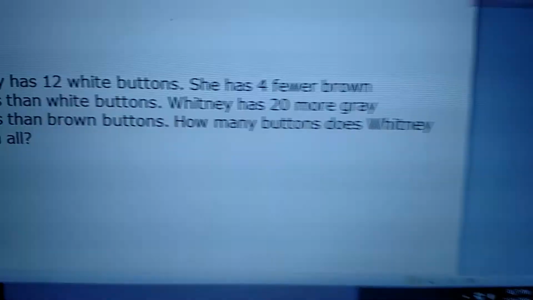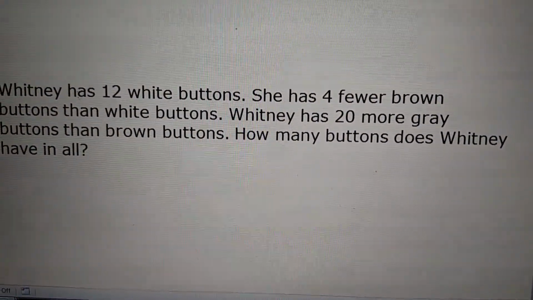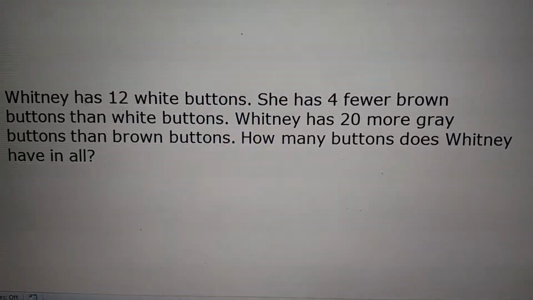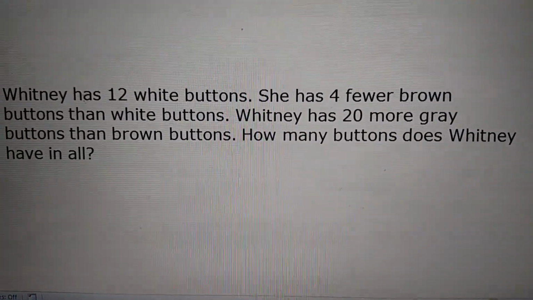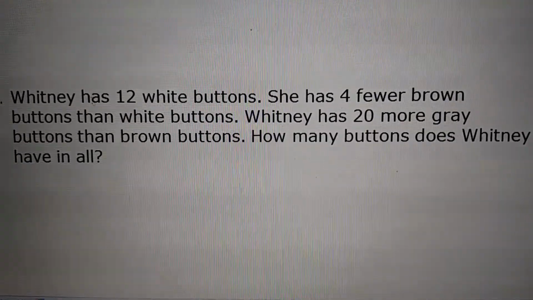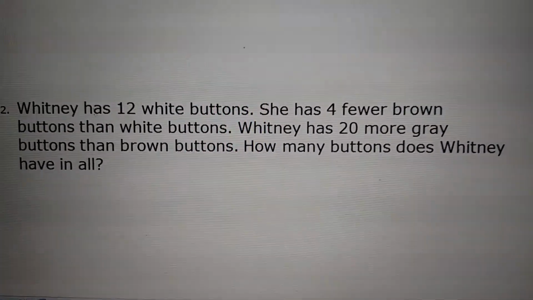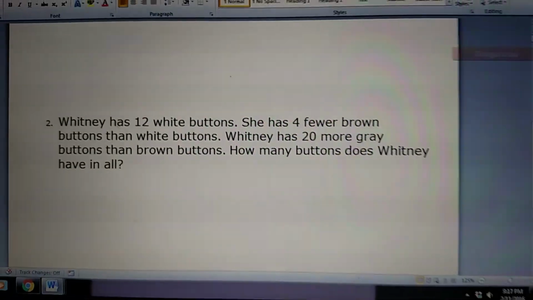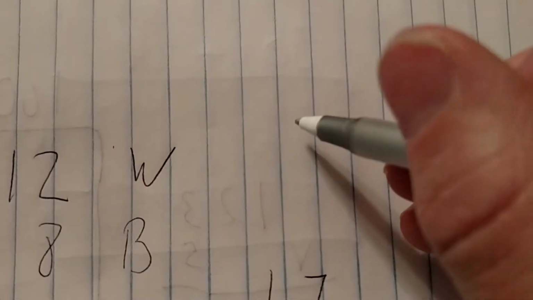Go read it again. She has 12 white buttons. We know that for sure. She has 4 fewer brown buttons than white buttons, which means she has 8 brown buttons. We figured that out. Whitney has 20 more gray buttons than brown buttons. Okay, now let's figure out how many gray buttons she has. It's not 20, it's 20 more gray buttons than brown buttons. So she has 8 brown buttons, and she has 20 more gray buttons. So that means she's going to have 28 gray buttons.